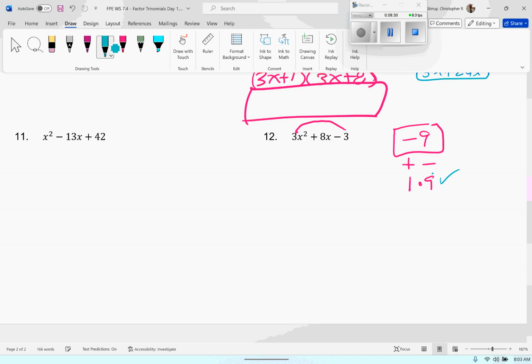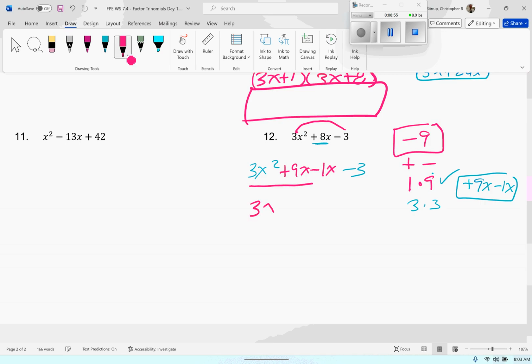I mean, you don't have to worry about the 3 times 3, because that's not going to give us that. So one has to be positive, one has to be negative. So if I do a positive 9x minus 1x, I can plug that into the middle right there. So I have 3x squared, and then I'm going to put plus 9x minus 1x, and I could put that in any order. Make sure you just keep the signs the same. So I have a 3x in common here. That leaves me x plus 3.